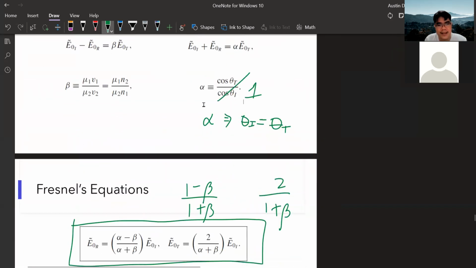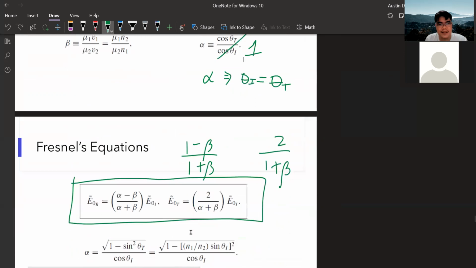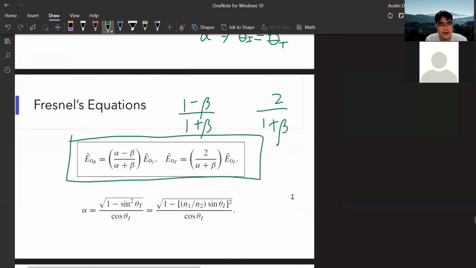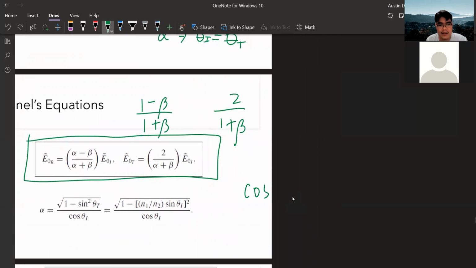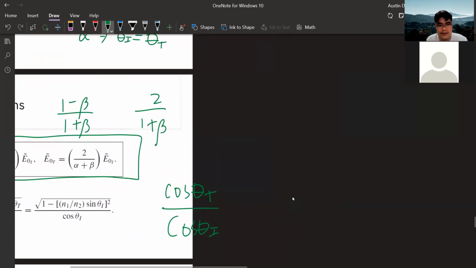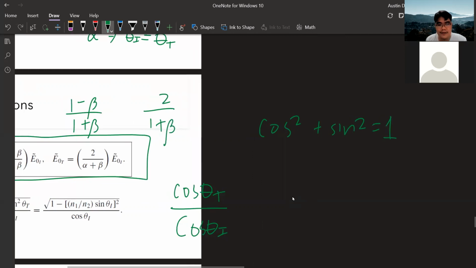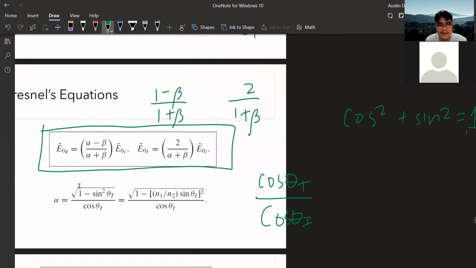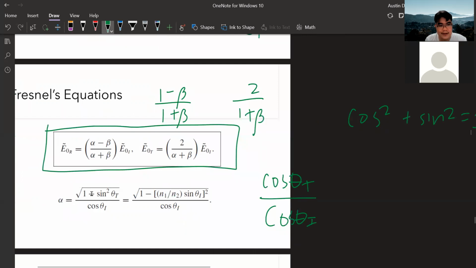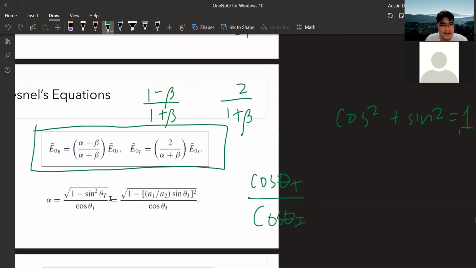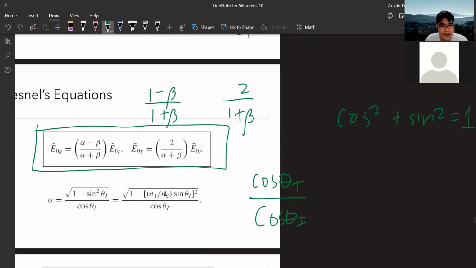Then we can write alpha purely in terms of theta I. So, okay. So, yung una, cosine theta T, yung numerator, di ba? Cosine theta I. We know cosine squared plus sine squared is equal to 1. Okay? Therefore, yung numerator mo, pwede mo siyang isulat as this guy. Square root ng 1 minus sine squared theta T. Then, yung sine squared theta T, may Snell's law tayo. So, therefore, you can write it down in terms of theta I. Okay. That's nice, di ba?